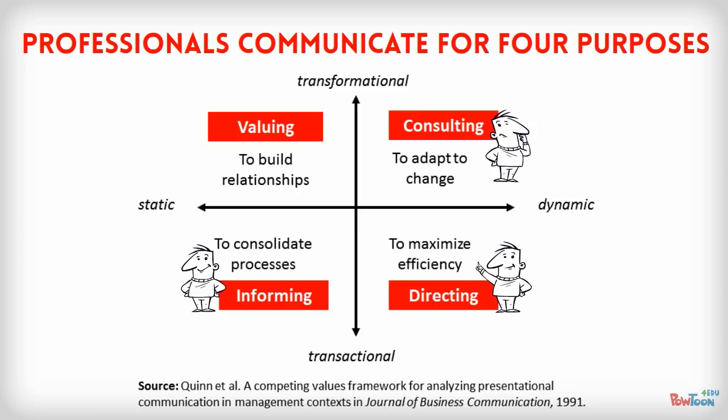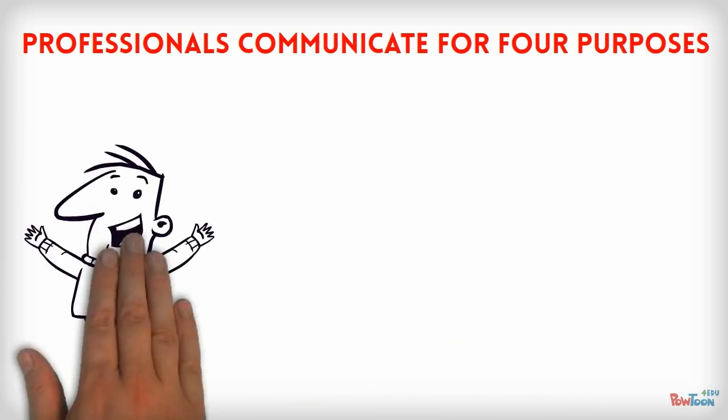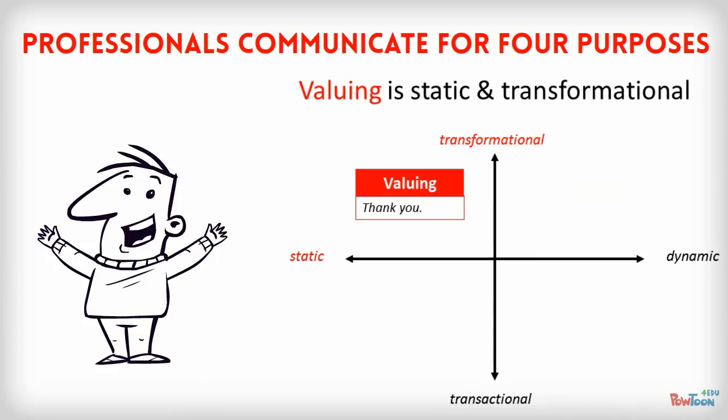Instead, successful people are not stuck communicating for just one or two purposes. The final quadrant of the model is devoted to situations in which the HR pro values his audience, like when he writes thank you or makes them a promise. Those messages convey a focus on the status quo rather than on action. The audience isn't required to respond. The messages are also transformational and convey a focus on people.